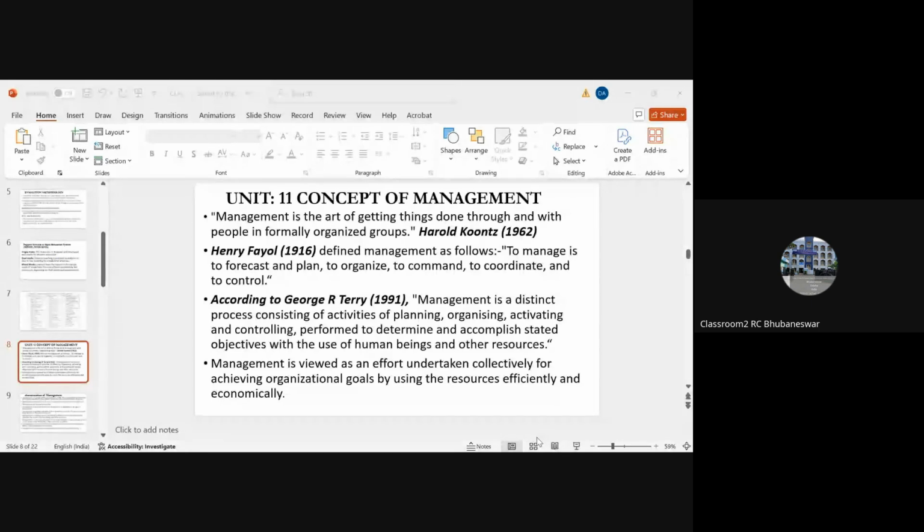Management is the art of getting things done with the people in formally organized groups. Management is an art.